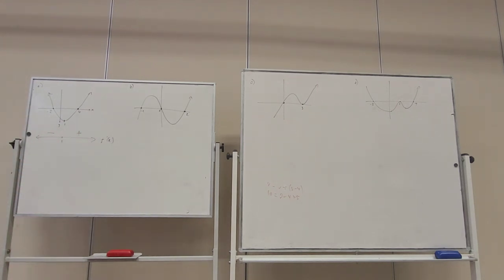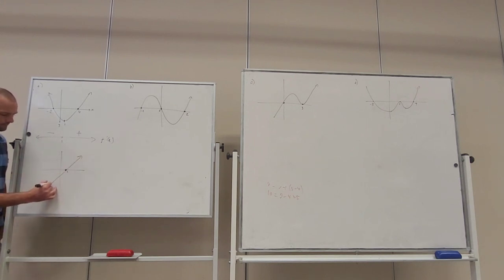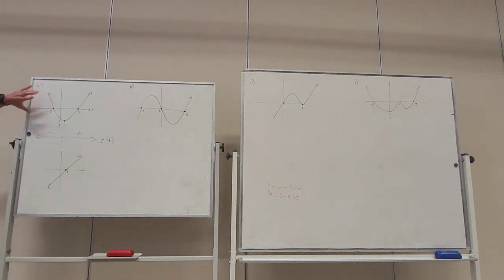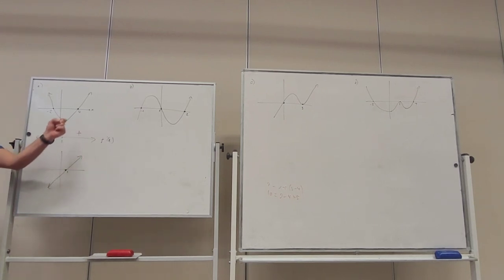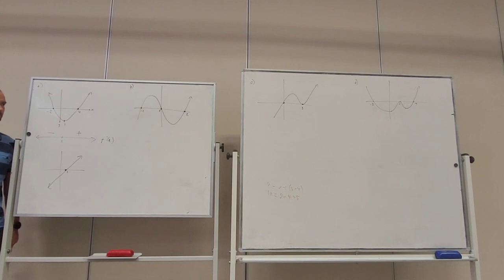So we're asked to draw a graph that has these properties. Here's my Cartesian plane, and it crosses at 1, that's where the root is, and it goes from below to above. Similarly, we know that if this is a quadratic, then the derivative function will be the equation of a line. So this is a graph of the first derivative.